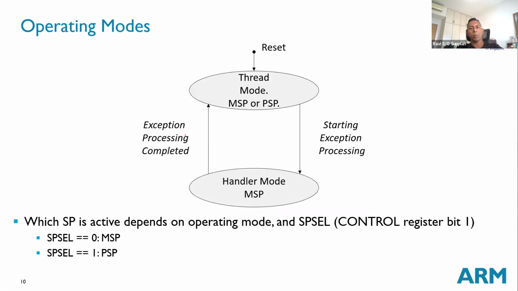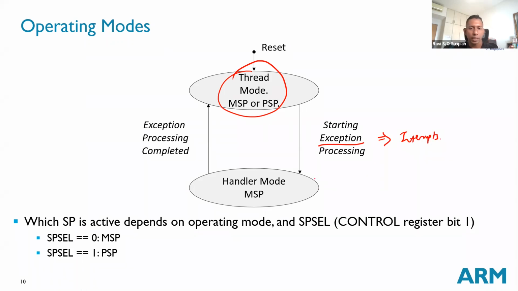In terms of operating mode, there are two types of mode. The default mode is what we call the thread mode. You come out of it in reset. The moment you have an exception, so exception is also another way to term interrupts.